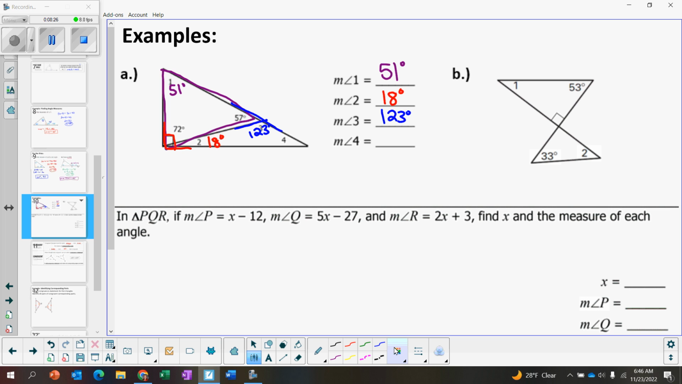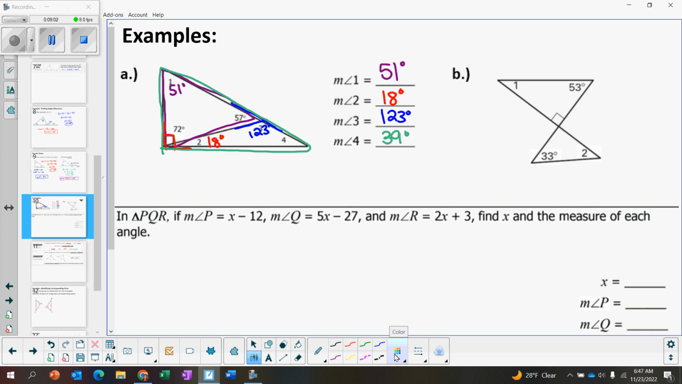And now I have a few options for how to find angle 4. I could use the big triangle on the outside because it has an angle of 90 in this corner, an angle of 51 here, and angle 4. I also could have used the smaller triangle down here: 18, 123, and 4 add to 180. Or I knew that 57, this exterior angle, equals the sum of 18 and 4. So no matter which way I do it, I get that angle 4 is 39 degrees.